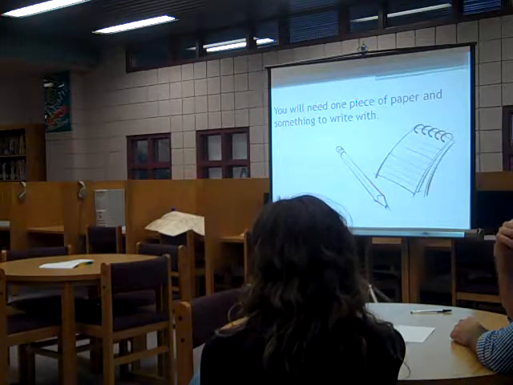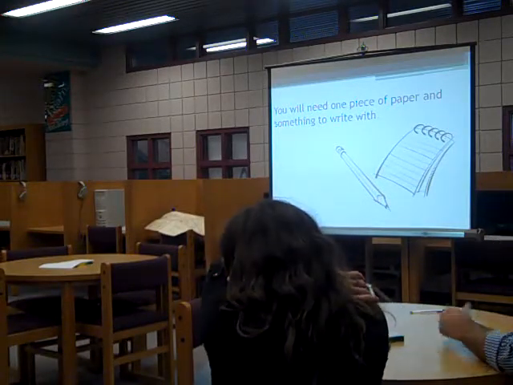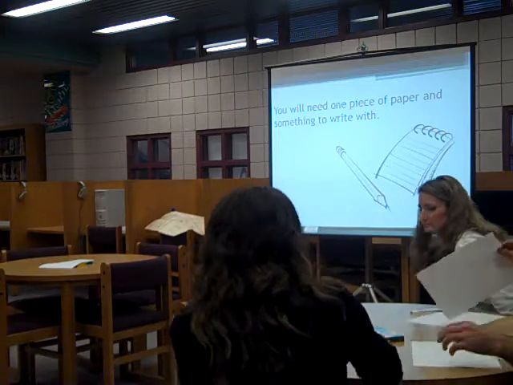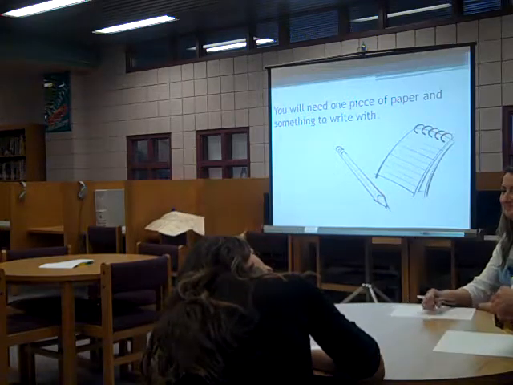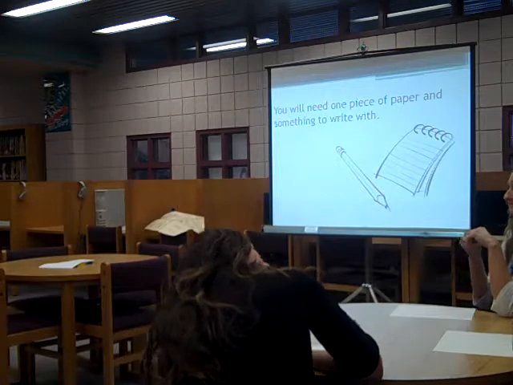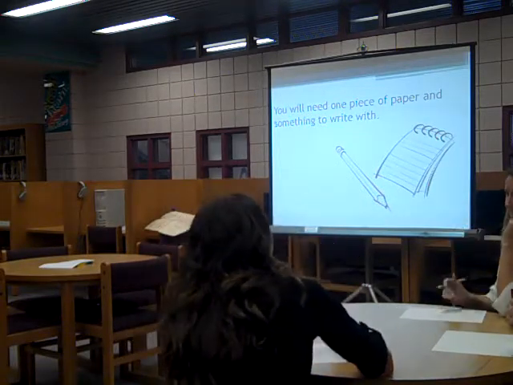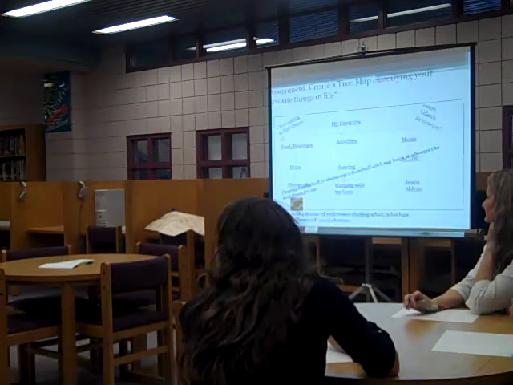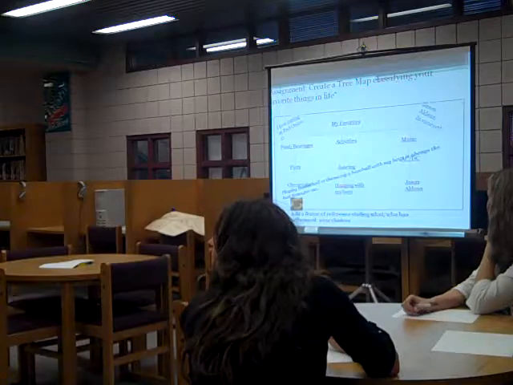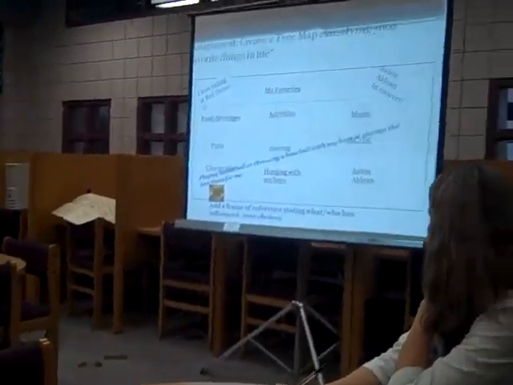So what we're going to do is I'm going to have you make one about yourself, so everybody can get a piece of paper off the table. If there's not enough, let us know. I'm going to give you a topic. I'm going to show you an example. So you're going to create a tree map classifying your favorite things in life.